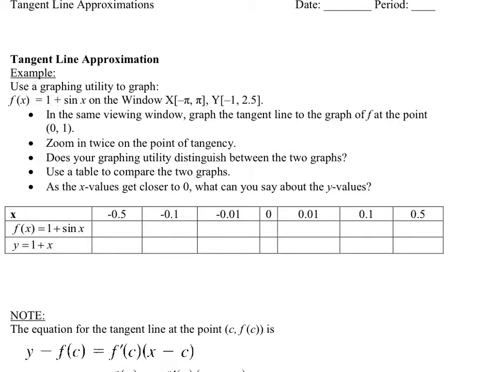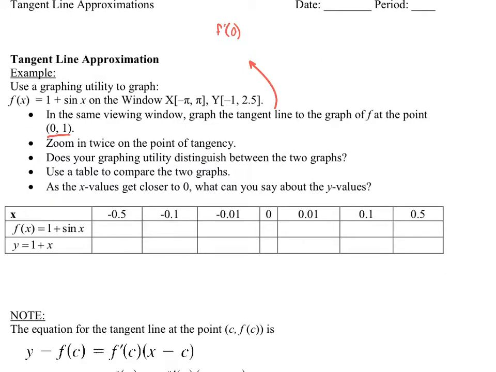And then it said in the same viewing window, graph the tangent line. So real quickly here, the tangent line, we've done this in the past, the equation of the tangent line. You have to take the derivative, so f prime of 0 is what we're looking for, okay? Because we want it to hit the point 0, 1.